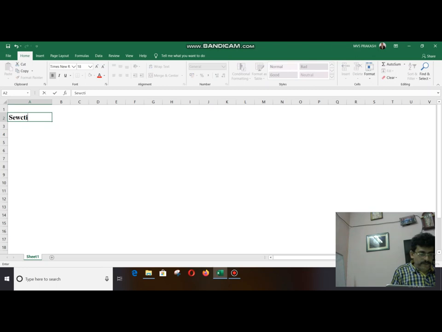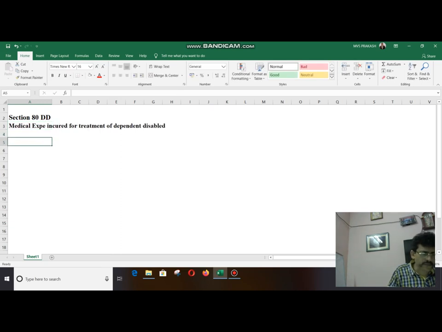So section 80DD. What is this? Section 80DD is basically about any sort of medical expenditure incurred for treatment of any person who is called a dependent. Who is the dependent? The dependent is someone who is disabled. So, any expenses incurred for medical treatment of a dependent disabled, then ultimately the assessee can take the benefit of section 80DD.